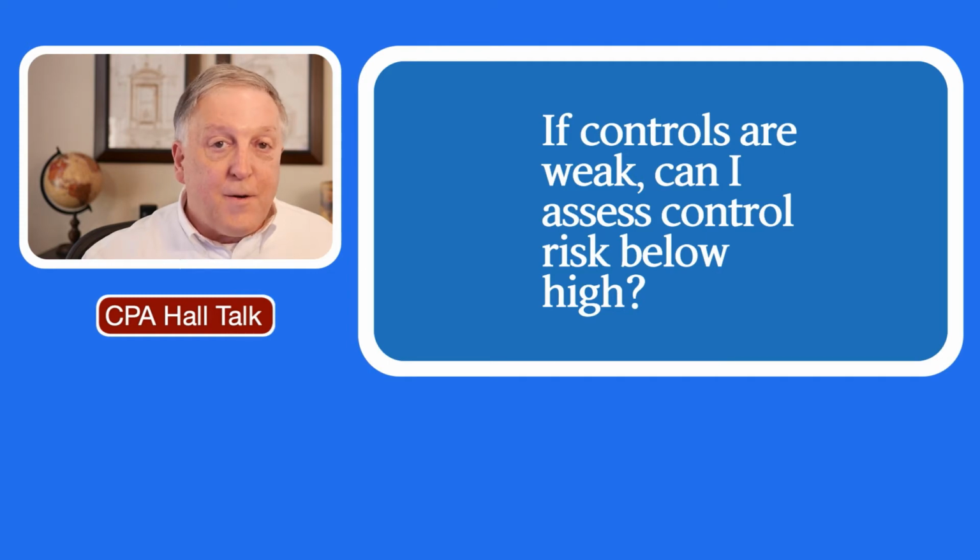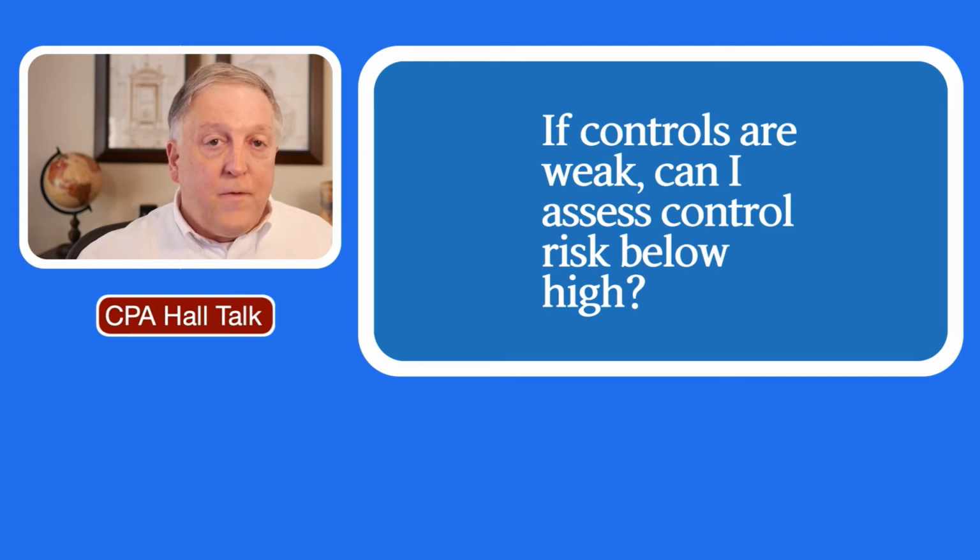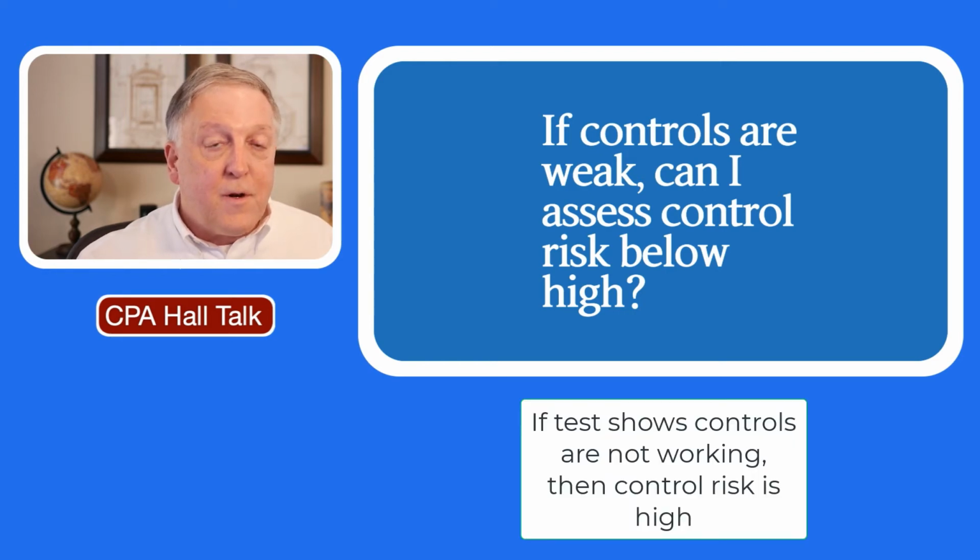And the answer is no. The only way you can bring control risk below high or below maximum is for you to test the controls for effectiveness, and then the test proves that the controls are effective. If you decide to test the controls for effectiveness and then the test shows they're not working as they should be, then your control risk has to be high because your test is showing the controls are not functioning in the manner that they should. So your control risk in that situation would be high.